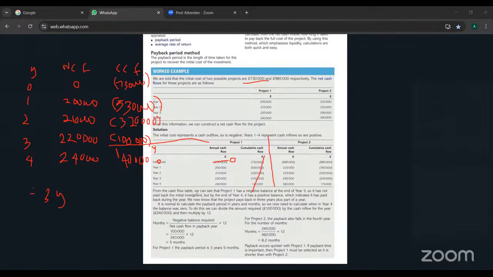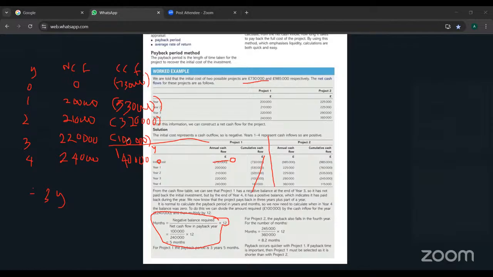So to find it in months, you have to follow this equation. Look at my screen. Months equals negative balance required divided by net cash flow in payback year into 12. So negative balance required. Look at this. 100,000. So year 3 only negative balance required. So which is 100,000 divided by net cash flow in payback year.